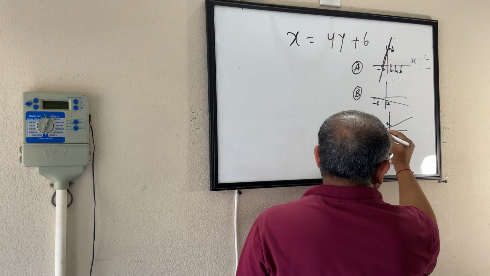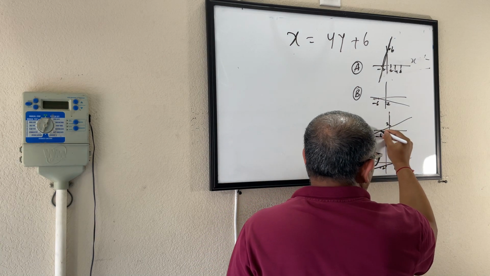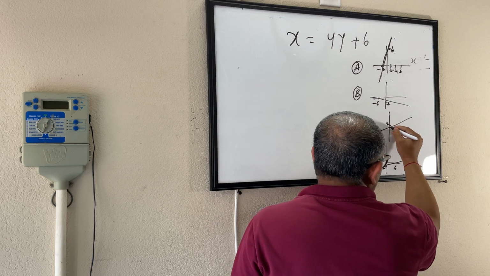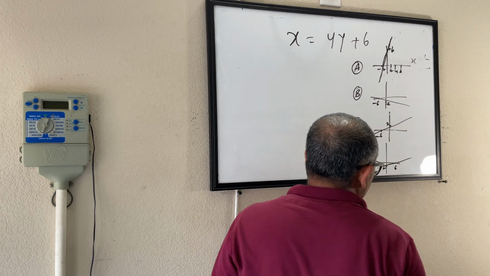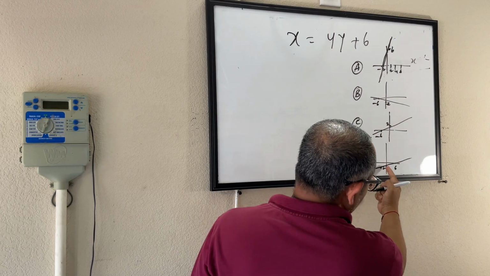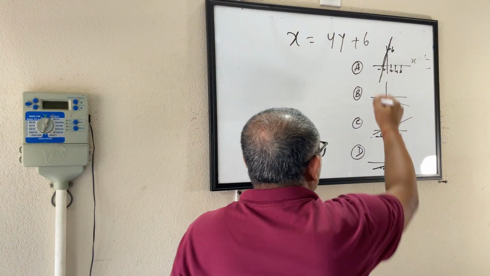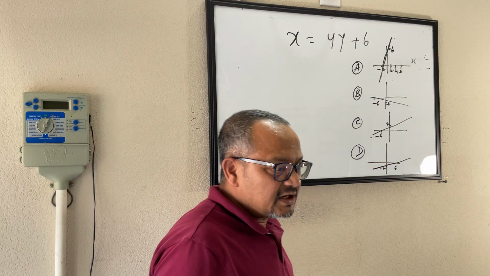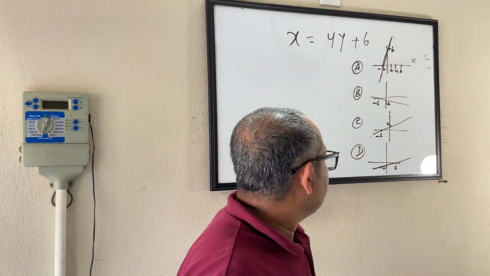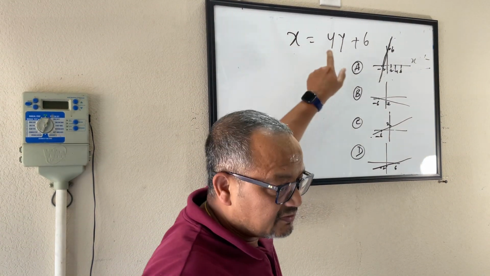This line is going intercepting x-axis at minus 6 and touches y-axis at little below 2, and this one is little above minus 2 and touches the x-axis at 6. From this equation you have to tell which one is the option, which of these graphs is representing this equation.